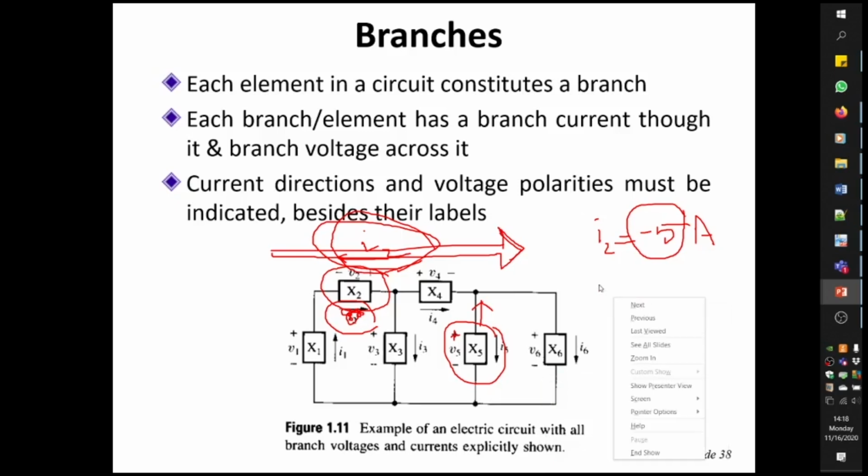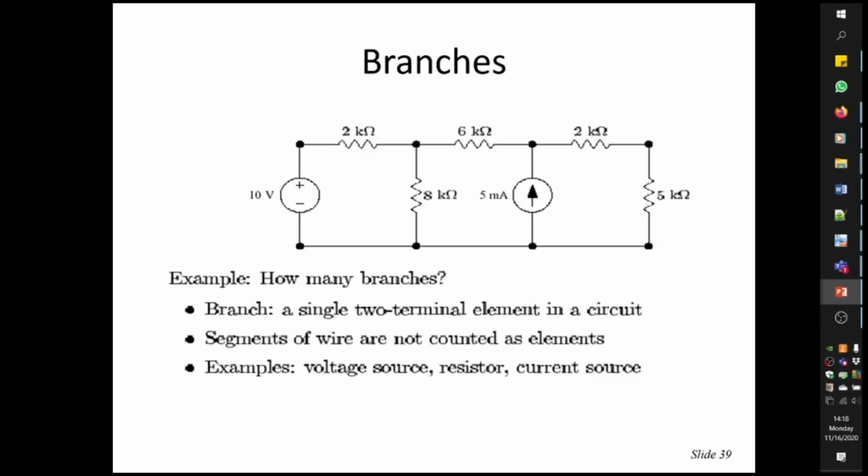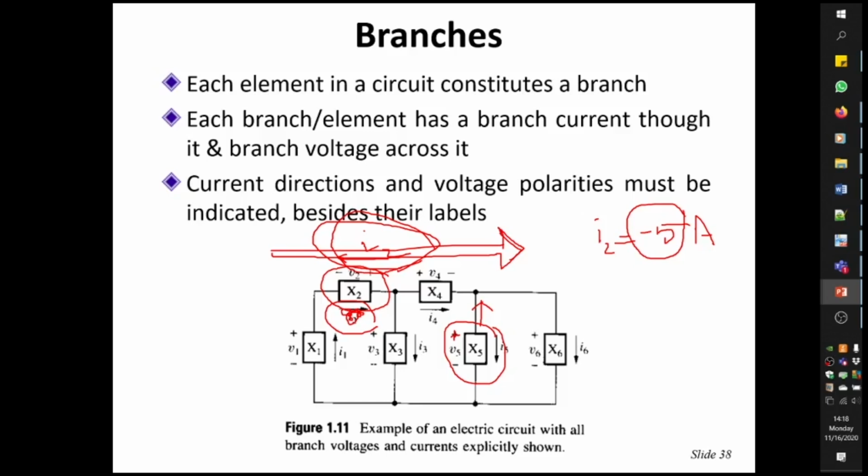So I hope this point is clear, and as we progress through this course and do more numerical problems, hopefully things will become clearer. Okay. So similarly, if we find the voltage of the element X6 and assume it comes out to be minus 3 volts, then it clearly tells us that the actual polarity is basically this, right?